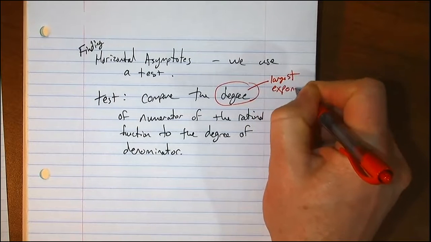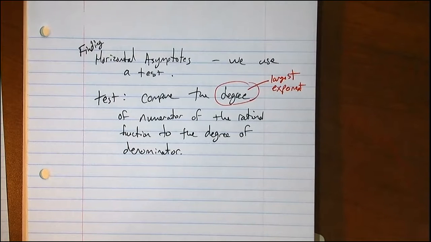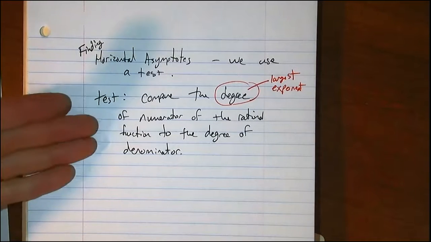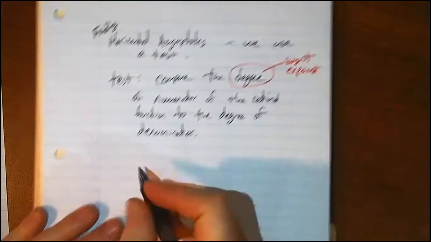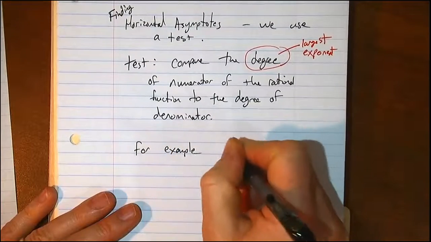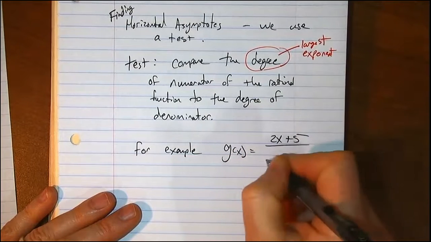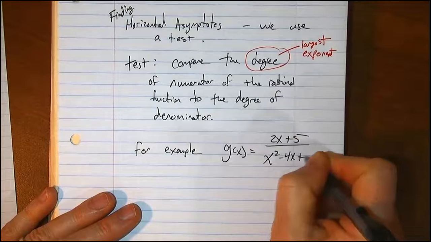If we think back to yesterday, we said our rational function is going to be a ratio of two polynomials. So polynomial on top, polynomial on the bottom. And the degree is going to be the largest exponent in those polynomials. So the first thing we're going to do is compare them. Let's take a look at an example real quick. For example, let's say I've got the function 2x plus 5 over x squared minus 4x plus 1.